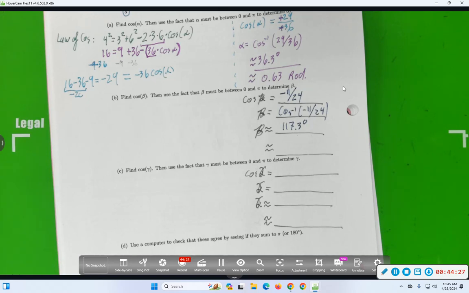Feel good? All right. How about gamma? What'd you get for cosine of gamma?